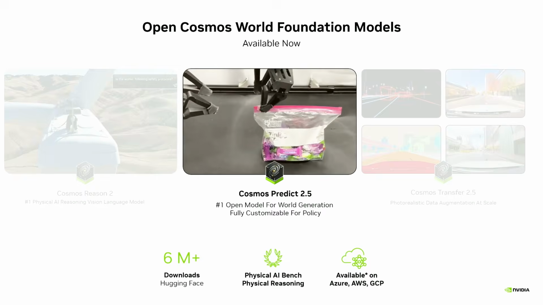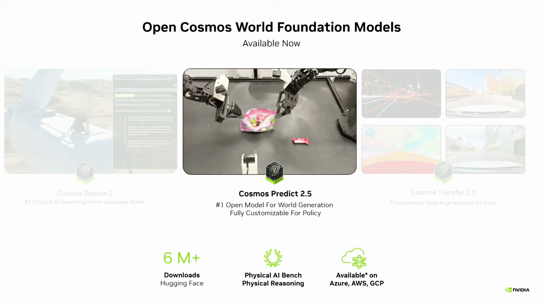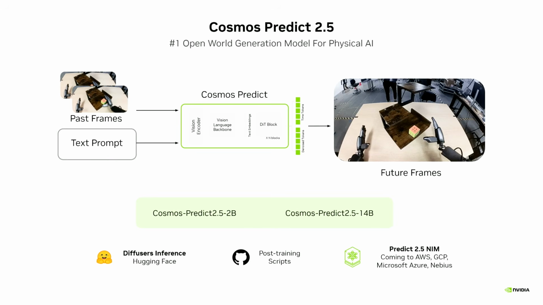And here, let's talk about Cosmos Predict. It's a video prediction model: given a current frame and a text prompt, it predicts the future. It supports multiple prediction modes. It can take a single image input or multiple images or video as input. We currently have two models, Cosmos Predict 2.5 2B and 14B. We support diffusers and also a post-training script. It's going to be available as a NIM on a couple of CSPs.